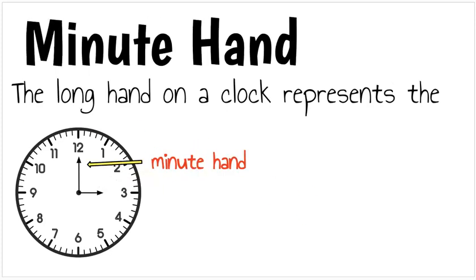Next, we have the minute hand. The long hand on a clock represents the minute hand. And here again, we see the arrow, the long hand, and we know that is the minute hand because it is longer. So the long hand on a clock represents the minute hand.